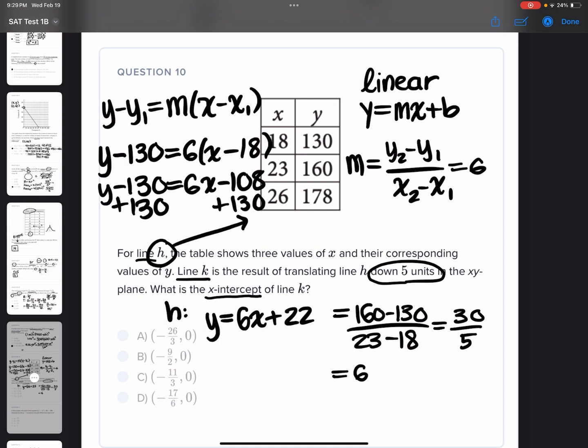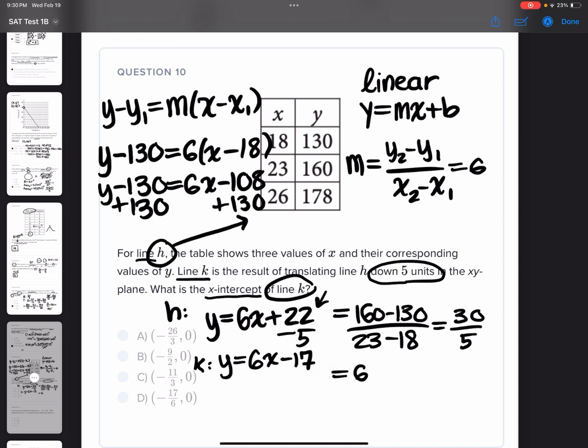We can't find the x-intercept yet because we would have to talk about line K. And in order to get line K, we just have to translate line H down 5 units. By down 5 units, that means all of our y values would just go down by 5. We're not shifting left, right, or anything. We're shifting up and down. We would have to deal with our b value here, our y-intercept. We are going to have to subtract 5 from that. So therefore, K would be y equals 6x minus 17.